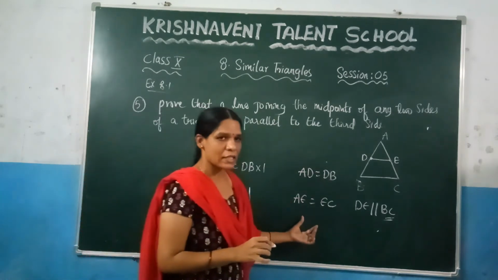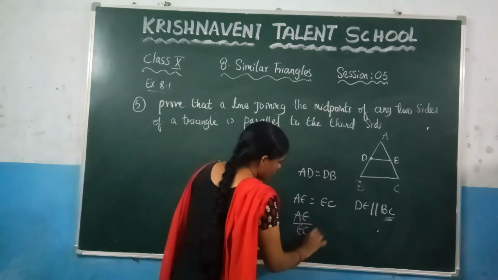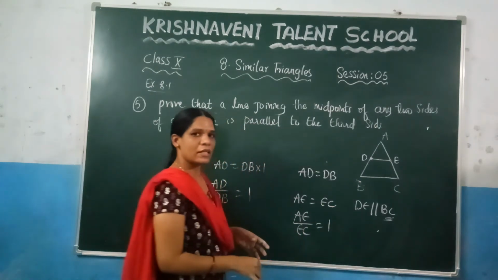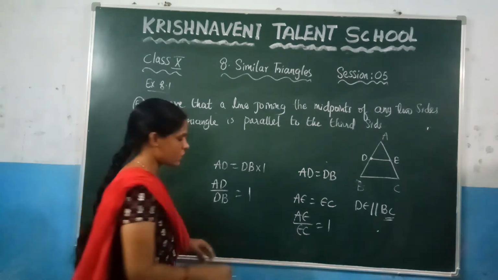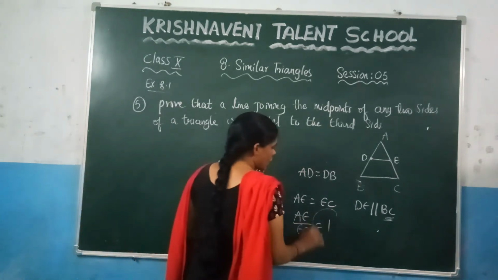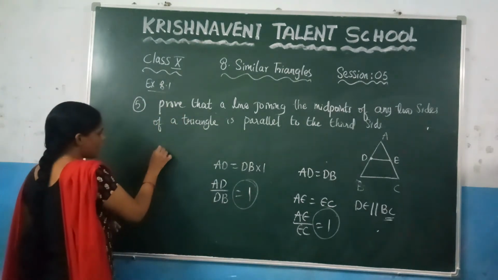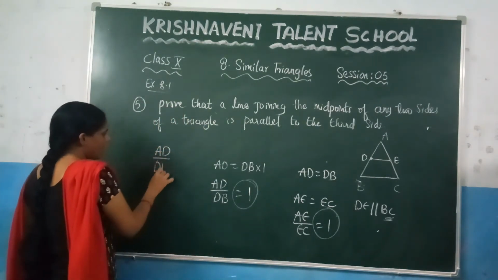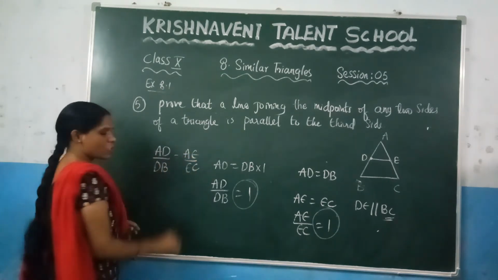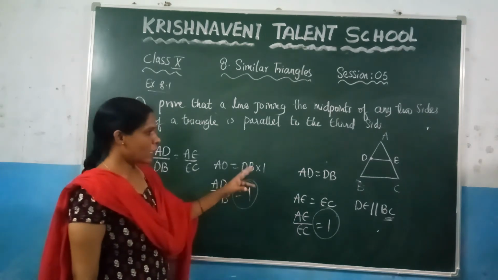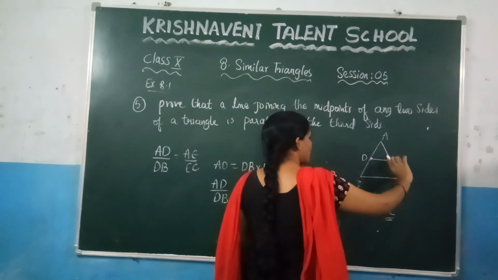Similarly, if you choose this condition, here you will get AE by EC is equal to 1. Just I am taking it to the left hand side. So here you can observe that if you compare these two equations, the RHS parts are equal. So you can equate the LHS part. After equating the LHS part, you will get AD by DB is equal to AE by EC. So in the triangle ABC, we got AD by DB is equal to AE by EC.